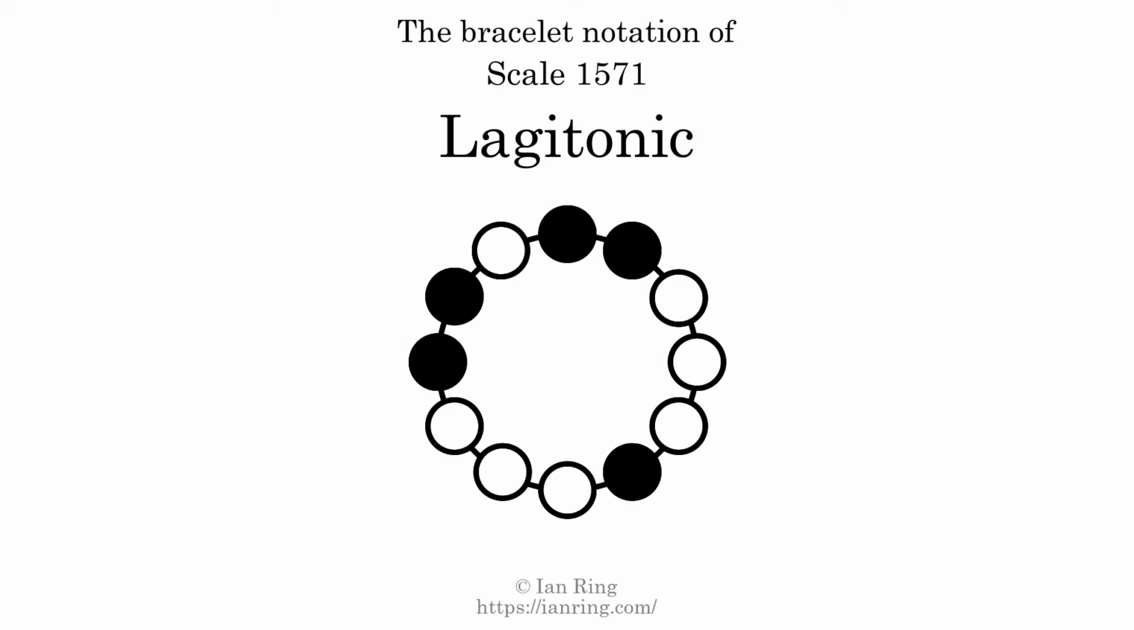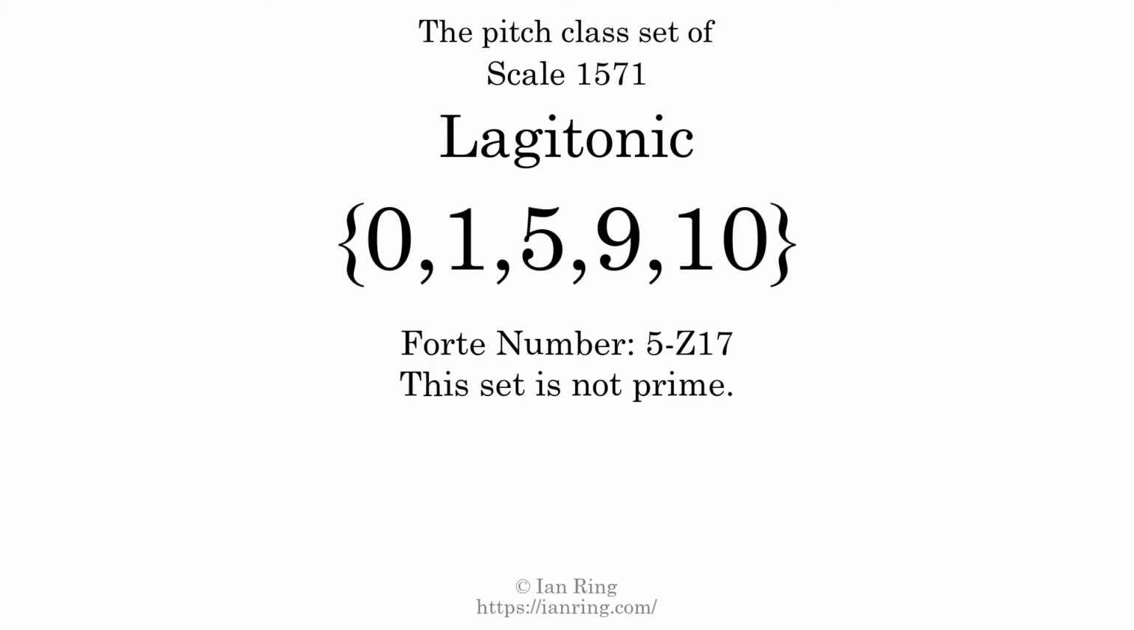This is a bracelet notation diagram of scale 1571. The shaded circles represent tones that appear in the scale, and they are read clockwise, starting at the top. The pitch class set for this scale is 0, 1, 5, 9, 10. The forte class is 5Z17. This set is not prime.